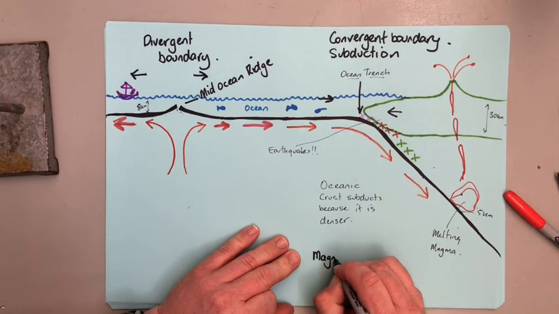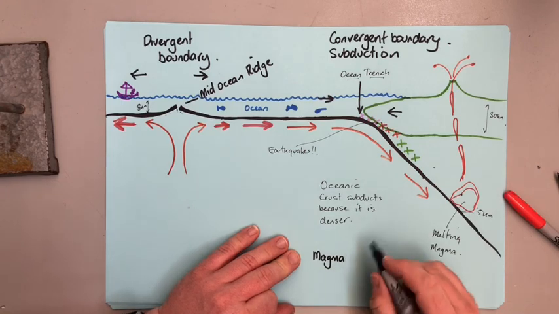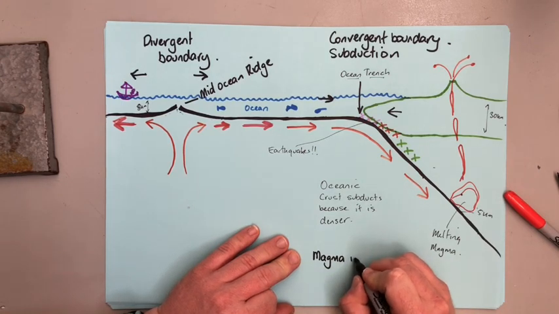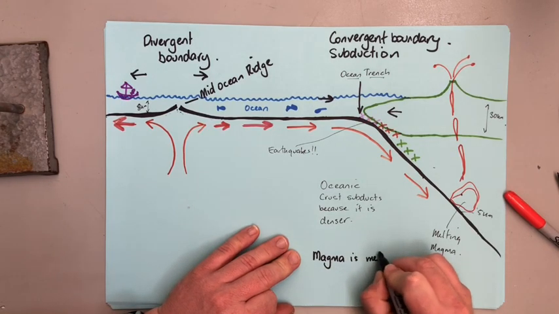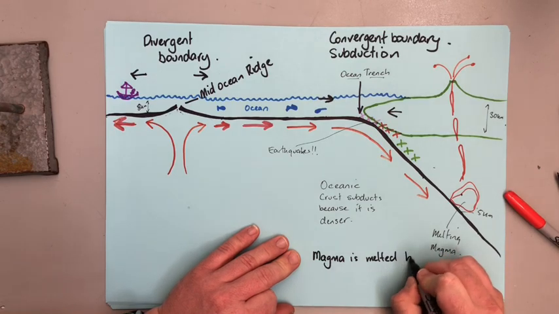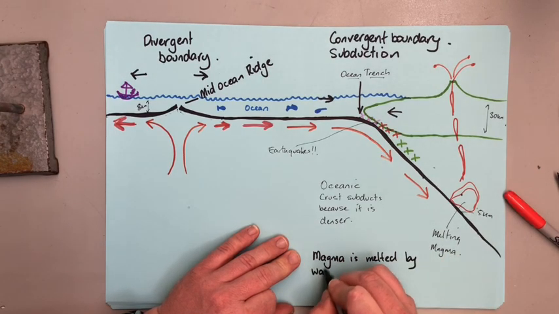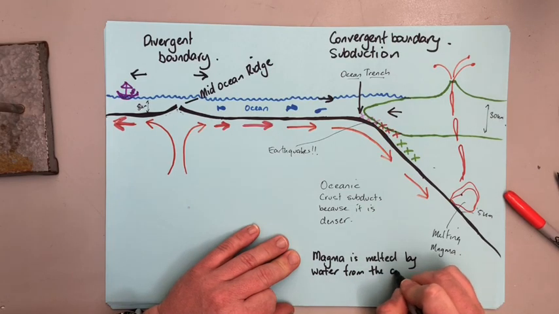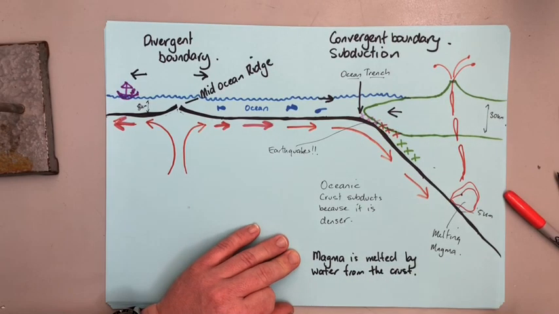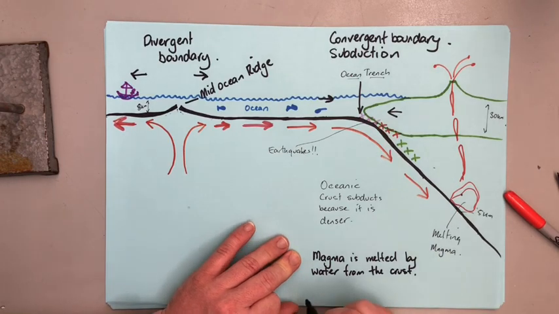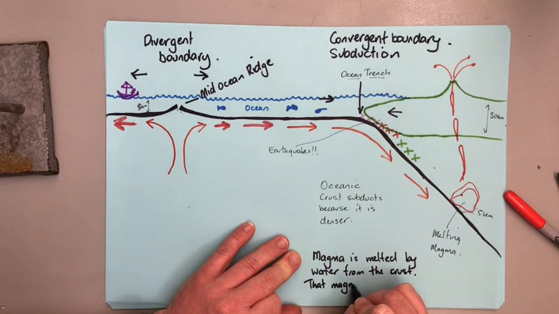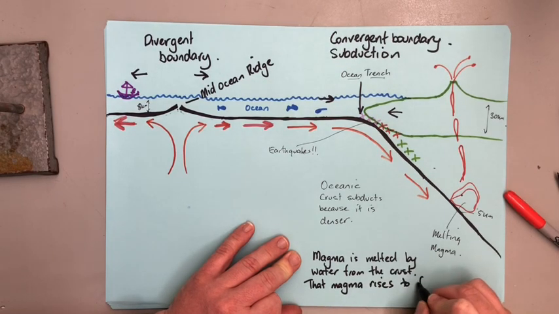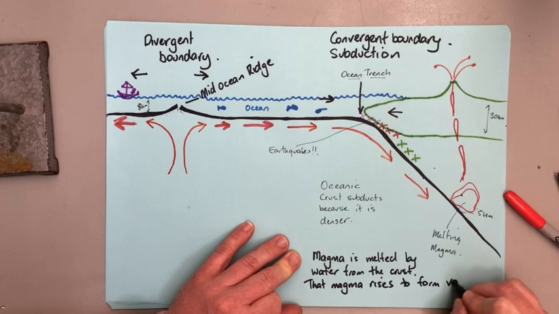Magma is melted by water from the crust, and that magma rises to form volcanoes.